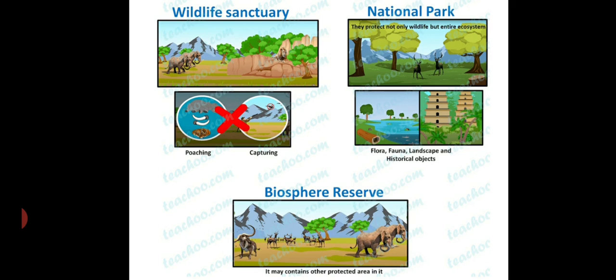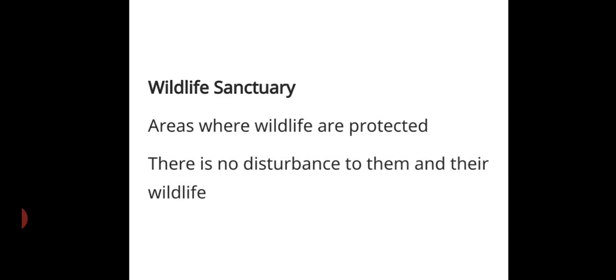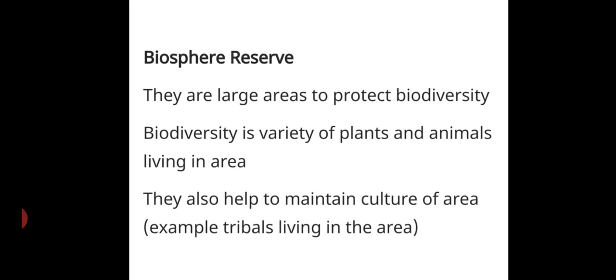Here, the last one is biosphere reserve. It may contain other protected areas in it as well. So, what are national parks? They are large areas. They protect not only wildlife but the entire ecosystem present in it, which means flora, fauna, landscape, historical objects, etc. What are wildlife sanctuaries? They are areas where wildlife is protected. There is no disturbance to them and their wildlife.